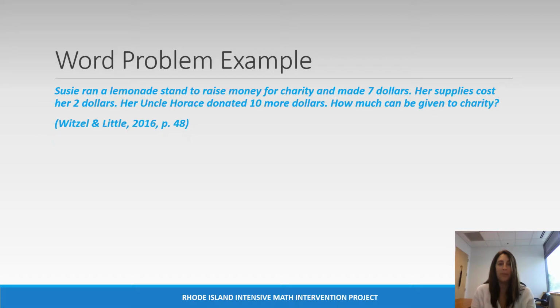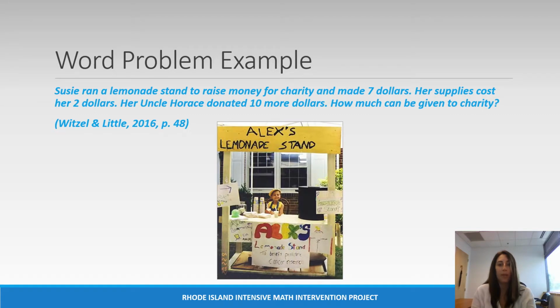This word problem involves real-life application. However, there's context in this problem that students may not be aware of. Specifically, the concept of having a lemonade stand and the act of donating money to charity may be unfamiliar to some students. To help these students, it is important to review these unfamiliar contexts. For example, providing some visual pictures of a lemonade stand and explaining what one is may help students.